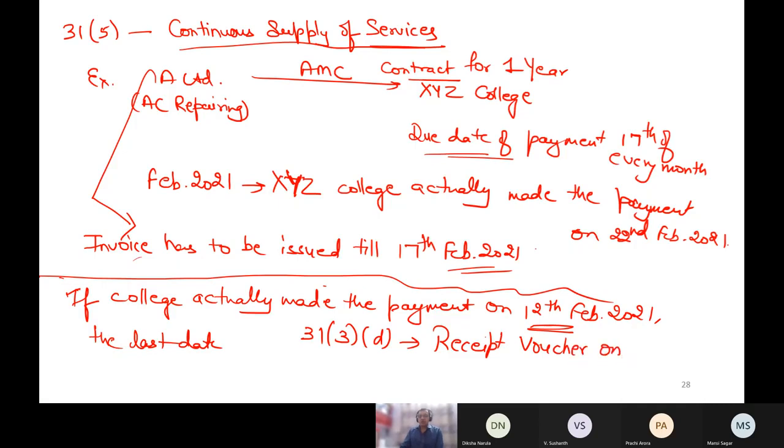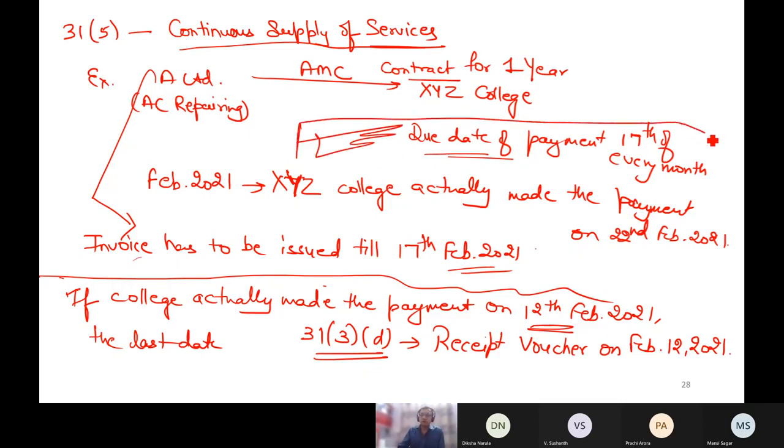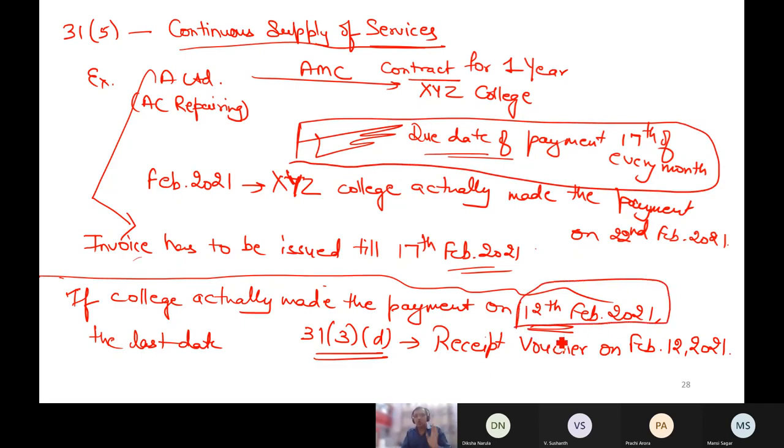on 12th Feb 2021. This is what the point is. That is why I say that apply in this case first section 31 subsection 3 clause D, because 31.5 says that if the due date is not ascertainable, only then you check actual date. If the due date is ascertainable, then actual date is of no use. In this case 12th Feb was of no use because the due date was ascertainable, it was given in the contract.